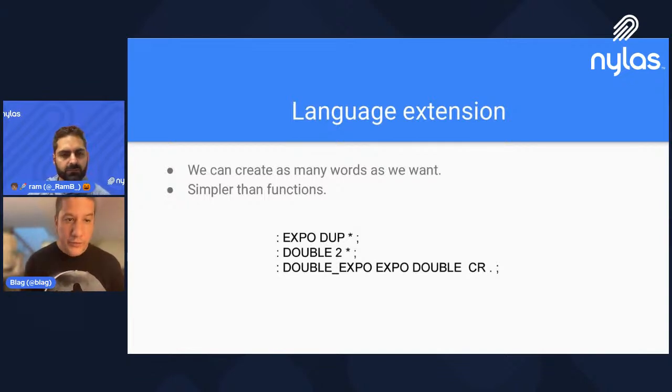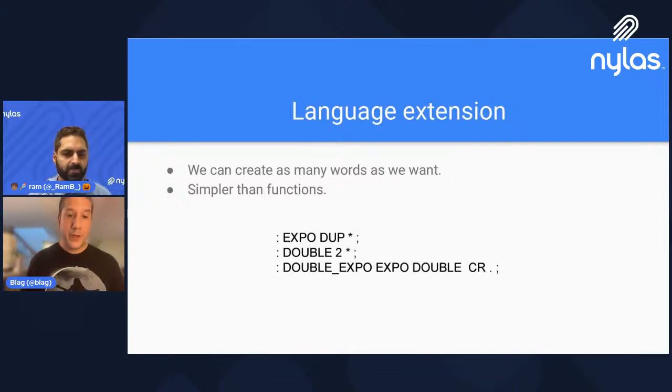We also have another word, which is double, and it's simply going to say 2 multiplied by whatever we have on the stack. So if we have, for example, 4, we're going to say 4, 2 multiply, so it's going to become 8. But then we can also say double expo, which is going to call expo, and it's going to call double, and also it's going to do a carriage return, and then the period is to print on the screen.